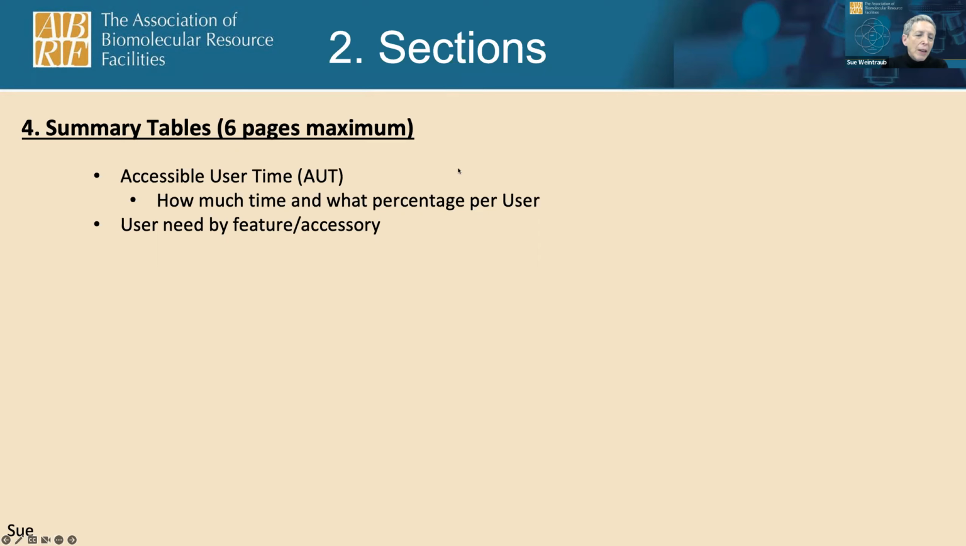And then the feature or accessory, these are specific items that are budget items. Now, if you have an instrument with many different special characteristics that are not listed by budget, but someone needs, for example, in mass spectrometry, you might need multiple stages of tandem MS. It doesn't hurt to include that.